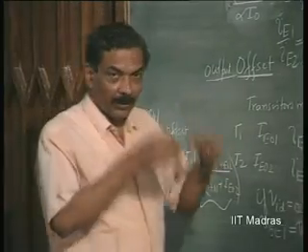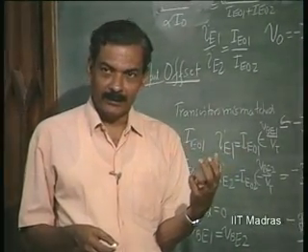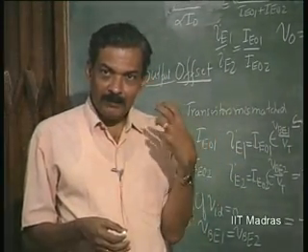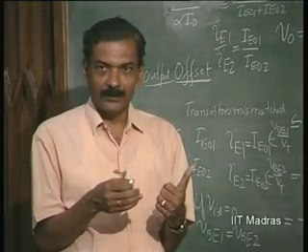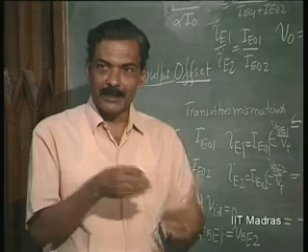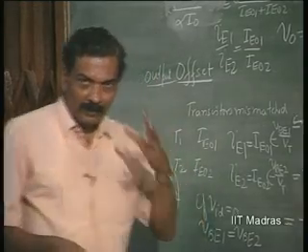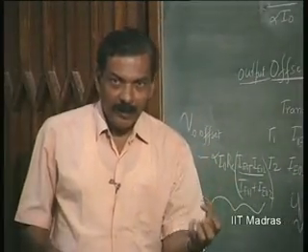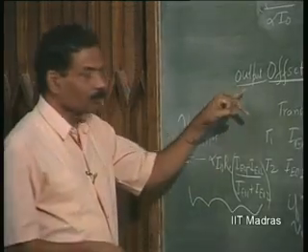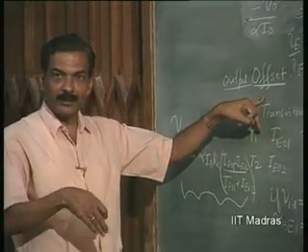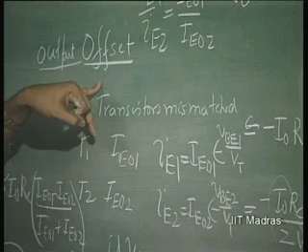Now that we know the origin of this offset, it will be clear for us how to compensate for this offset also, so that if it is not 0, how to make it equal to 0. Now, the definition: this is output offset. Is this clear? When the input is 0, what the output is, this is called output offset.